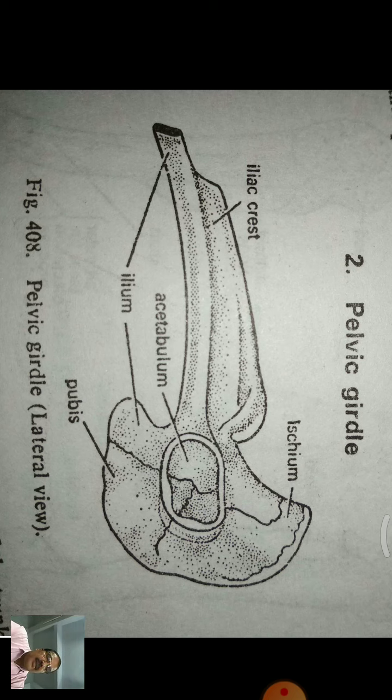In this class, I think you are familiar with the appendicular skeleton, particularly the pectoral girdles and pelvic girdles of frog.